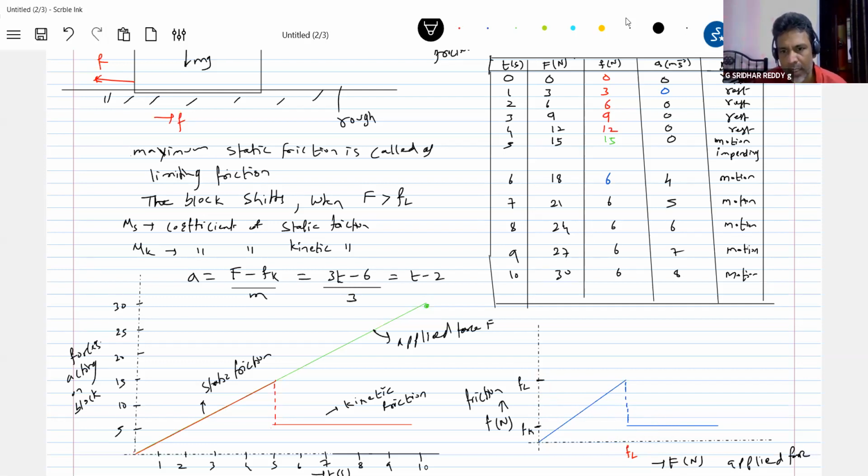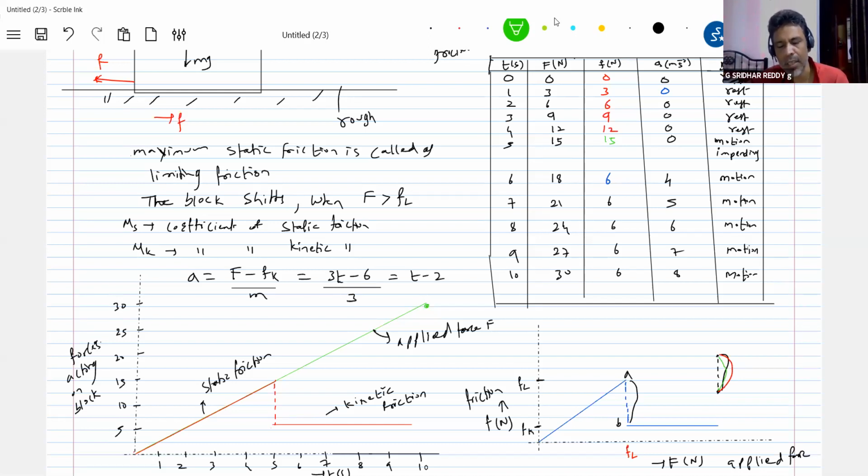Some books show this particular graph with the shift from point A to B. Some books give it like this. So for some surfaces it will be like this, for some surfaces it will come like this, and for some surfaces it will be like this. So it all depends upon the pair of surfaces. The transition from static to kinetic will happen, and the curve will be different for different surfaces. Got the idea?